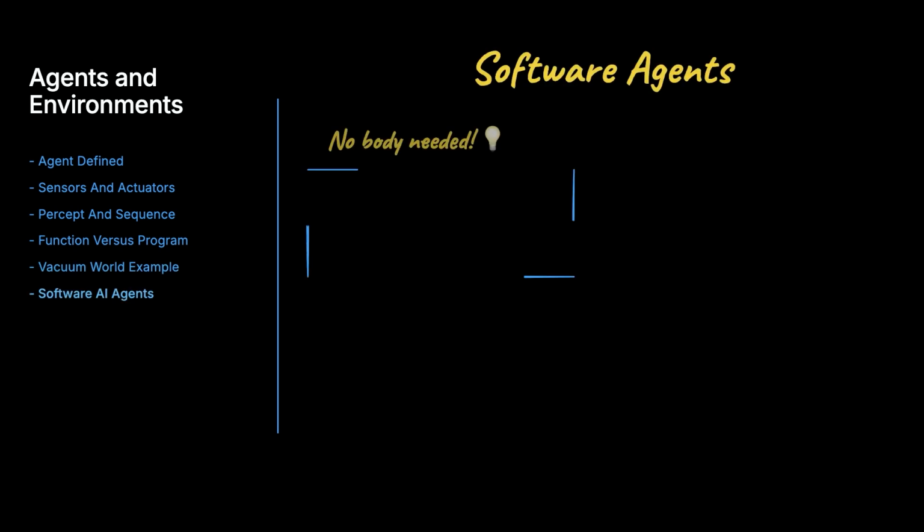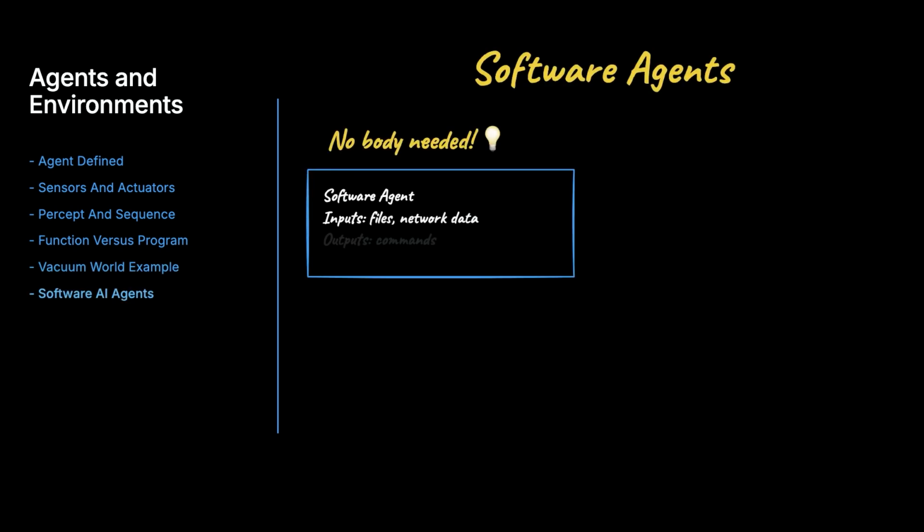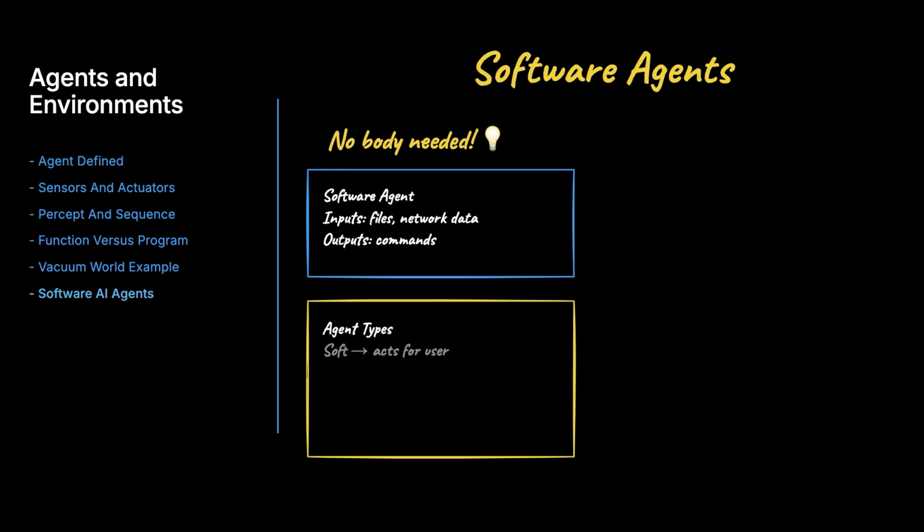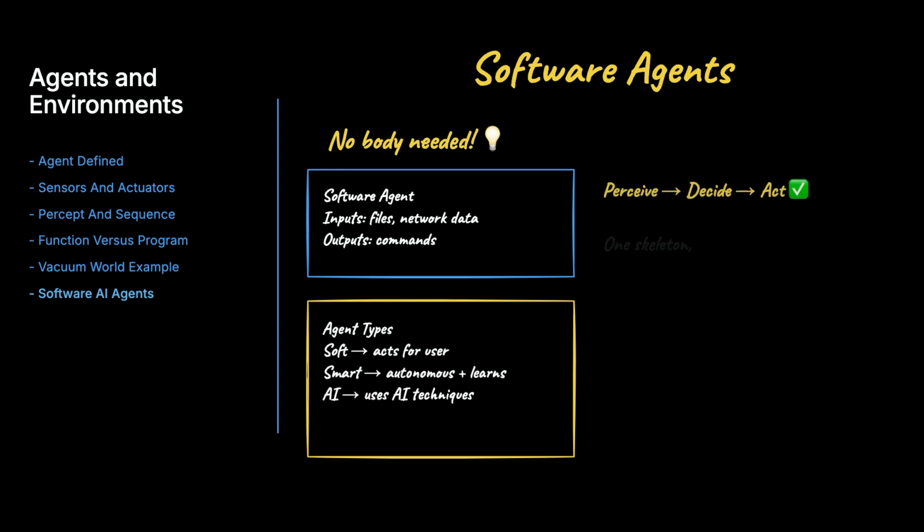Not every agent has a body. A software agent is a program acting for a user inside a software environment, perceiving through inputs like files and network data, and acting through outputs like commands. A smart agent adds autonomy and learning, and an AI agent uses artificial intelligence techniques to act. They share one perceive, decide, act skeleton.